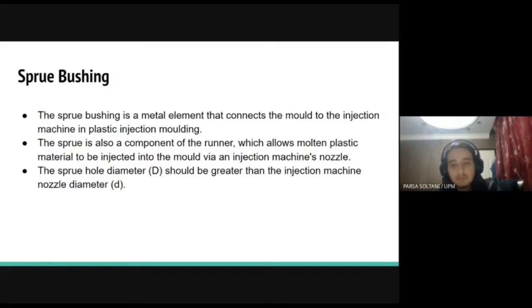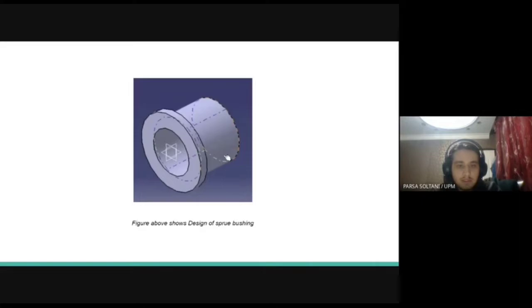So the sprue hole diameter should be greater than the injection machine nozzle diameter. Here we have the sprue bushing, and as you can see, it is bigger than the nozzle diameter.